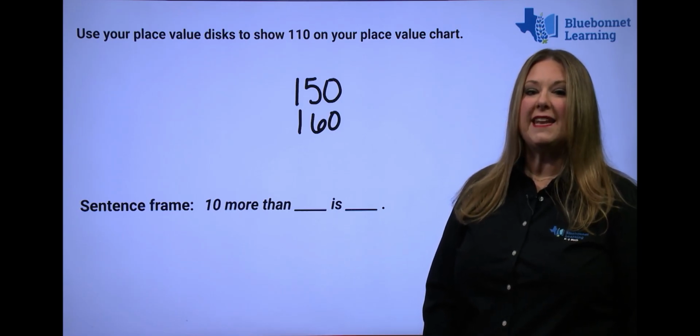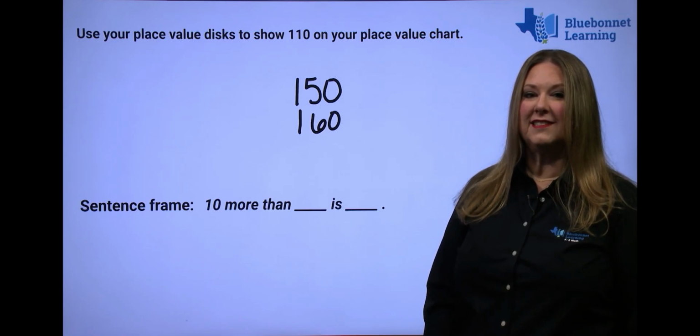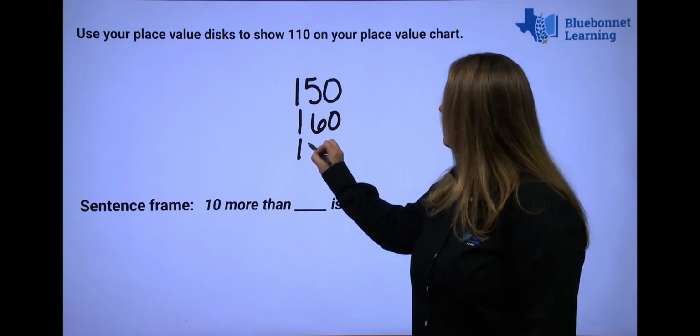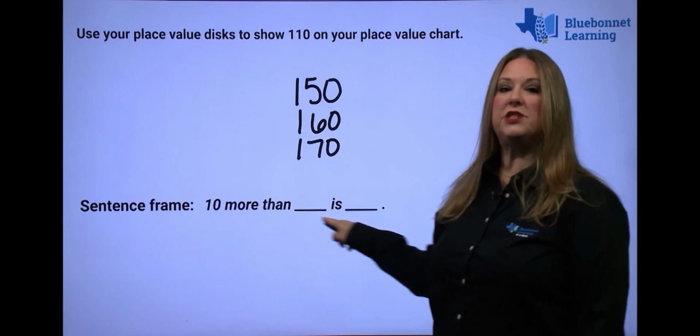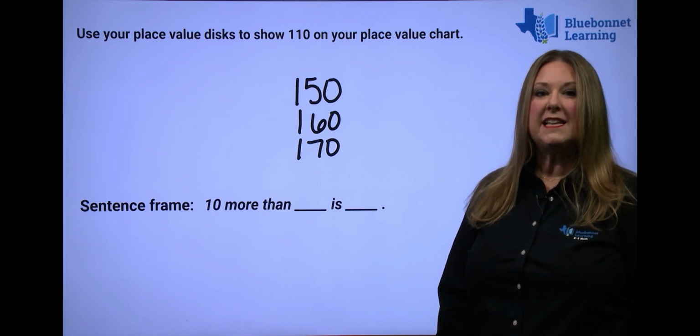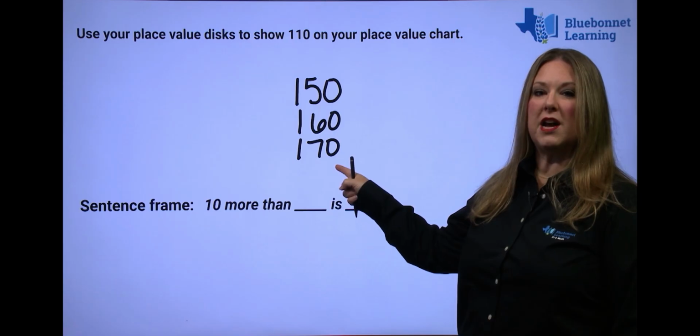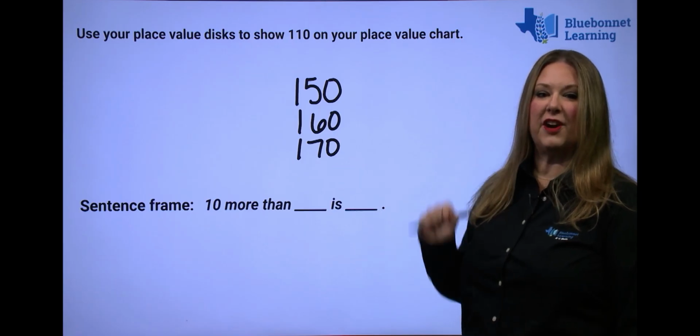Nice job. Now, add another tens disc. How many do you have now? That's right, you have 170. Let's use our sentence frame to say what we just did. Say it with me. 10 more than 160 is 170. Very good.